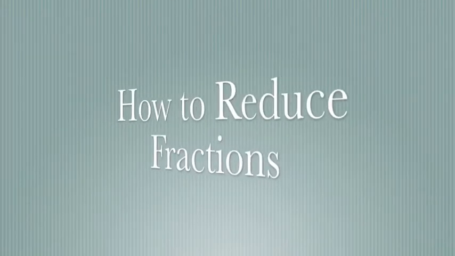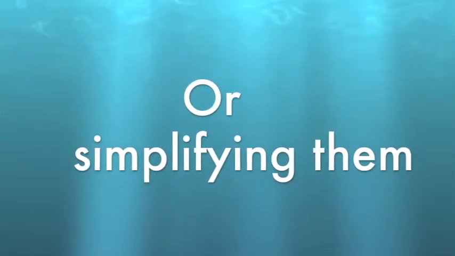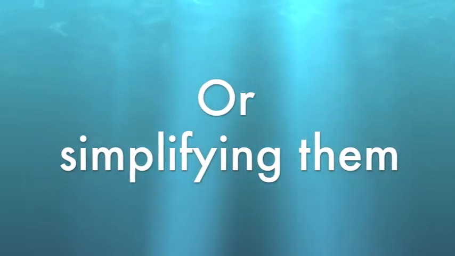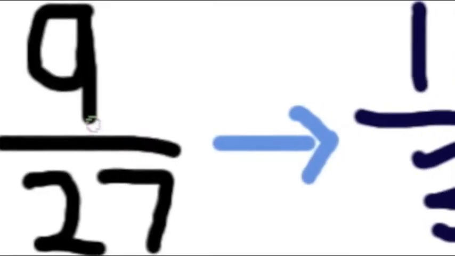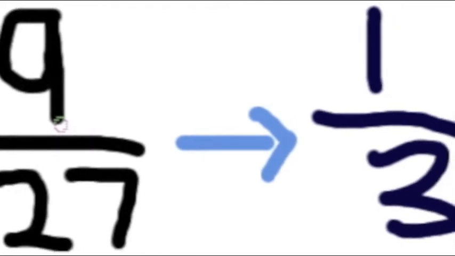So today I'll be teaching you how to reduce fractions. Reducing fractions is sometimes called simplifying, and I'll be using these terms during the video. Reducing fractions is just making the fraction as small as it can be. For example, you might have the fraction 6 over 9. The reduced form is 2 over 3. You might be asking, how do I do this?